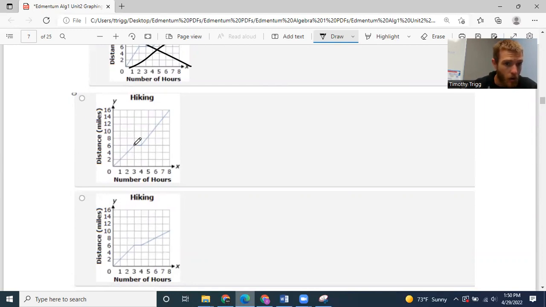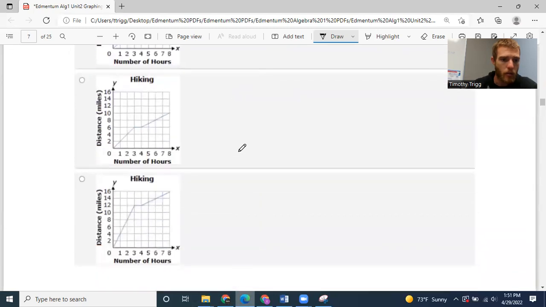Then they took a 1 hour break where they didn't travel any distance, so that looks good. And then they traveled up to 16 miles and it took them 4 more hours. So I think that's right. I think this one's correct. Let's go ahead and look at the other two just to make sure.